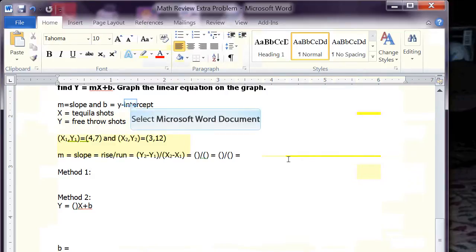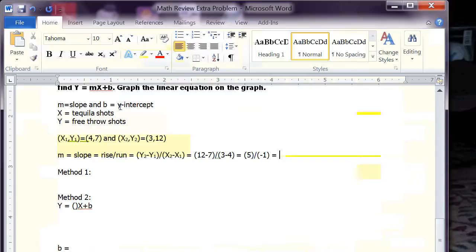So using our points that I picked from above, I'm going to fill in the rest of our equation. y2, we get it from x2 comma y2, so that would be our 12. And we're going to say minus y1, and y1 is 7. And then x2, which is 3, minus our x1, which is 4. So 12 minus 7 is just 5, and 3 minus 4 is negative 1. So 5 divided by negative 1 is just negative 5. So our slope is negative 5, our m is negative 5.